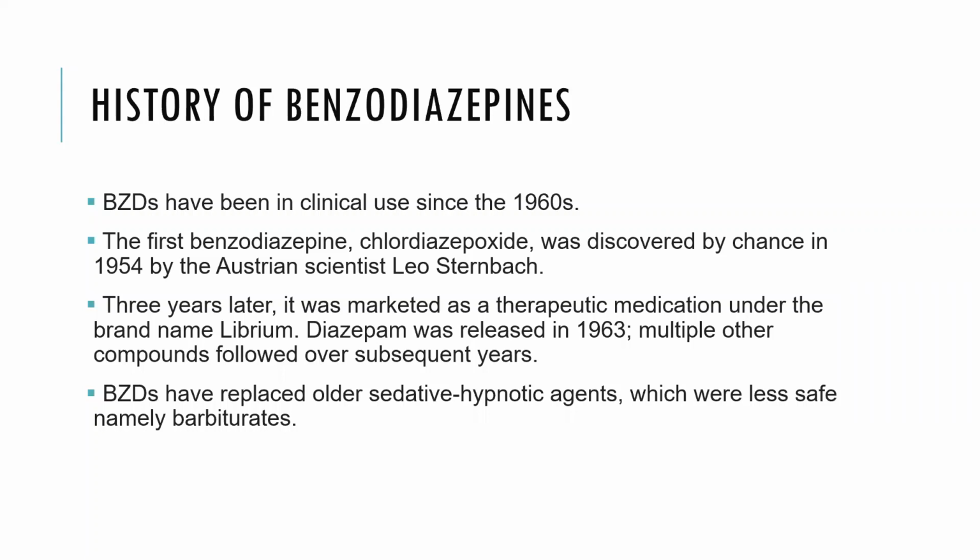A little bit about the history of benzodiazepines. They have been in clinical use since the 1960s. The first benzodiazepine, chlordiazepoxide, was discovered by chance in 1954 by the Austrian scientist Leo Sternbach. Three years later, it was marketed as a therapeutic medication under the brand name Librium. Diazepam was released in 1963, six years later, and multiple other compounds followed over subsequent years. These drugs have replaced older sedative hypnotic agents, which were less safe, namely barbiturates.